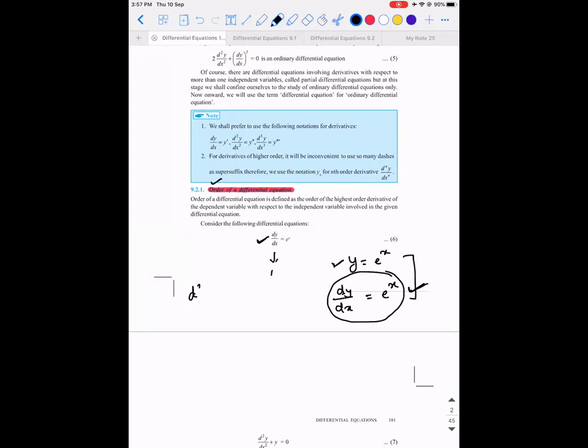If suppose I give you an equation like d square y by dx square plus y is equal to 0. If I ask you what is the order of this differential equation, what will you say? Irrespective of whatever you have, 2. You need to look at all the differential coefficients. Whichever differential coefficient has the highest power, or whichever is the highest order derivative.